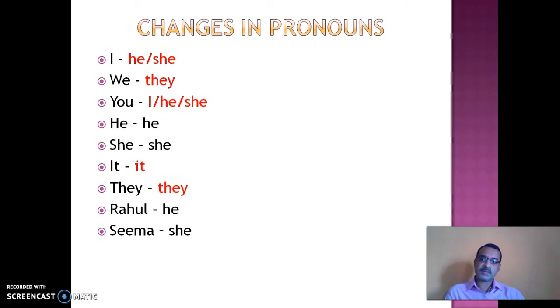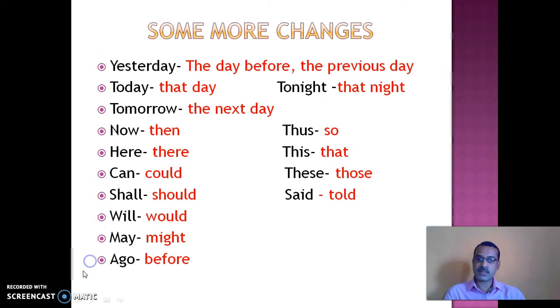Now here are some changes regarding the pronouns. I becomes he or she, we becomes they, you can become I or he or she. It is dependent on the subject and object of that particular example, and we can logically solve such questions. Here we can also use our logic. Now he becomes he, she becomes she, it becomes it, they becomes they, Rahul becomes he, Seema becomes she. These are some of the changes to be done while converting sentences into indirect speech.